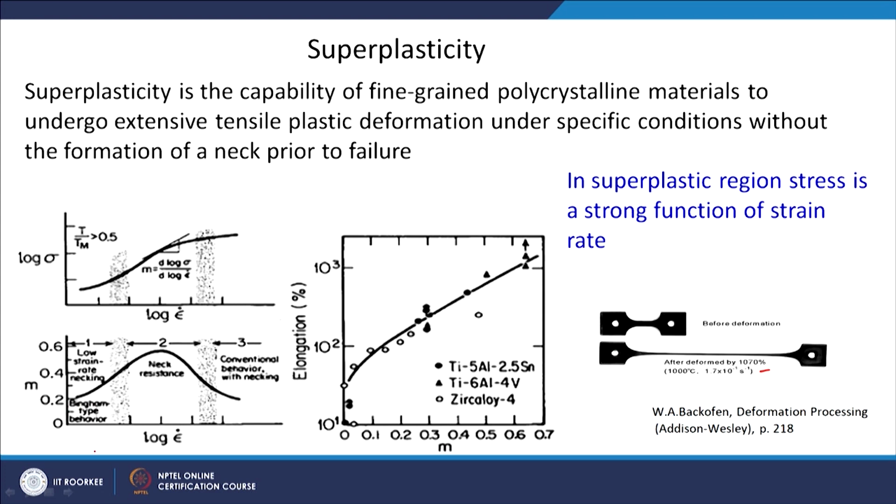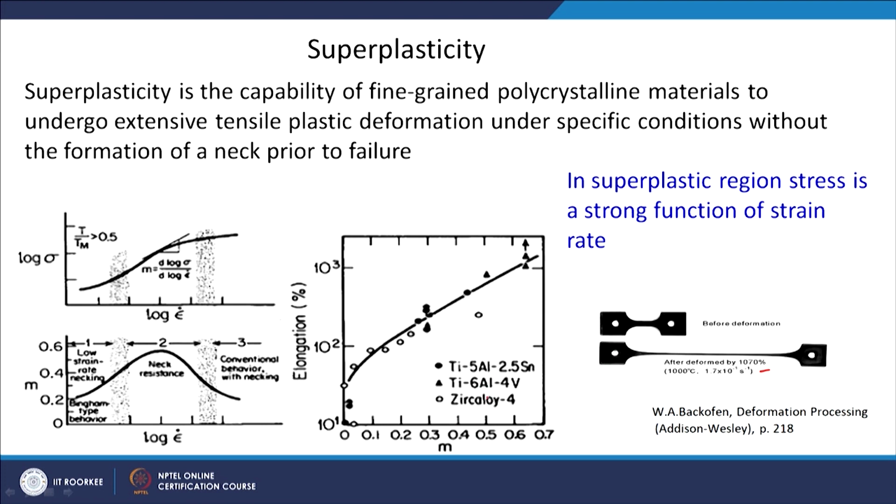If you see m as a function of ln of strain rate, m has been calculated from the slope of the top graph. You see that m is very high where superplasticity is expected, and m is usually more than 0.4. What is the effect of m? Already we have seen that when the strain rate sensitivity of the material increases, the elongation increases. For example, m of 0.6 is able to give you an elongation of around 1000%, and this is true for different sets of materials.